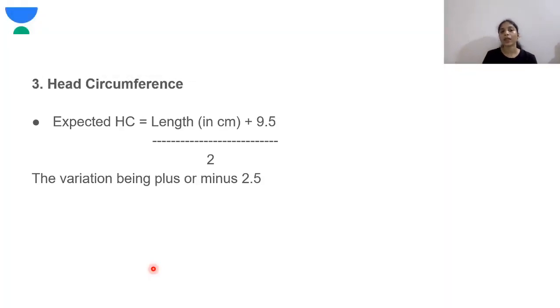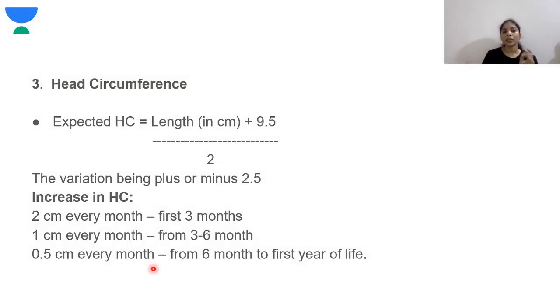So head circumference. There's a formula for head circumference as well. Expected head circumference is based on the length of the child: the length in centimeters plus 9.5, divided by 2. There can be a variation of plus or minus 2.5. Keep that in mind.